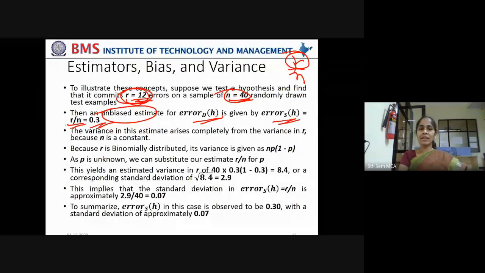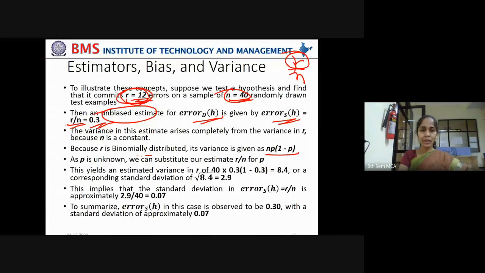So the variance in this estimate arises completely from the variance in R, but not in N, because N is a constant. Now, because R is binomially distributed, as we learned from the binomial distribution in the last class, its variance can be written as NP into 1 minus P, right? Product of number of data points, the probability of the event occurring and the probability of the event not occurring. The product of all these will give you the variance of R.